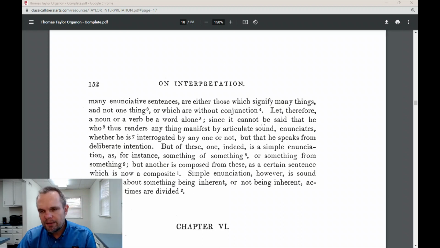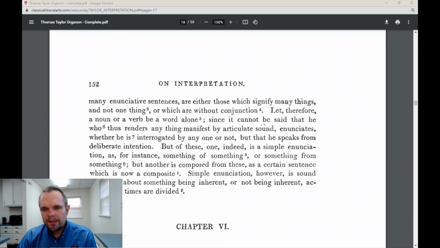Since it cannot be said that he who thus renders anything manifest by articulate sounds enunciates, whether he is interrogated by anyone or not, but that he speaks from deliberate intention. So this sounds like a bunch of gobbledygook, I'm sure, but let's take it apart and patiently read and allow Aristotle to comment or explain Aristotle.